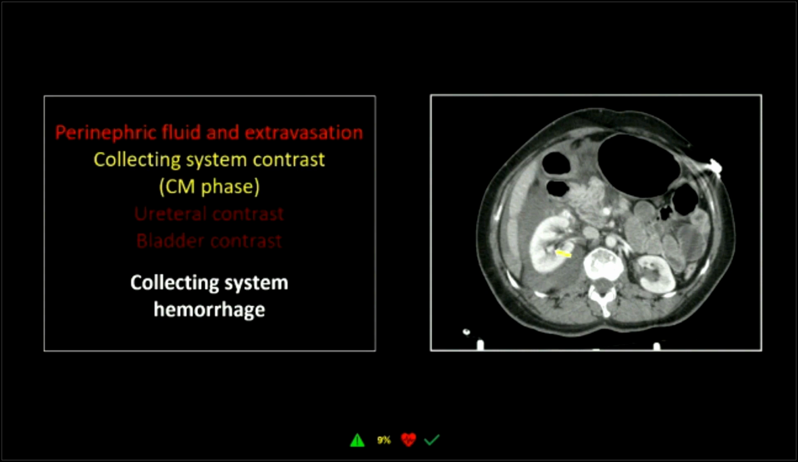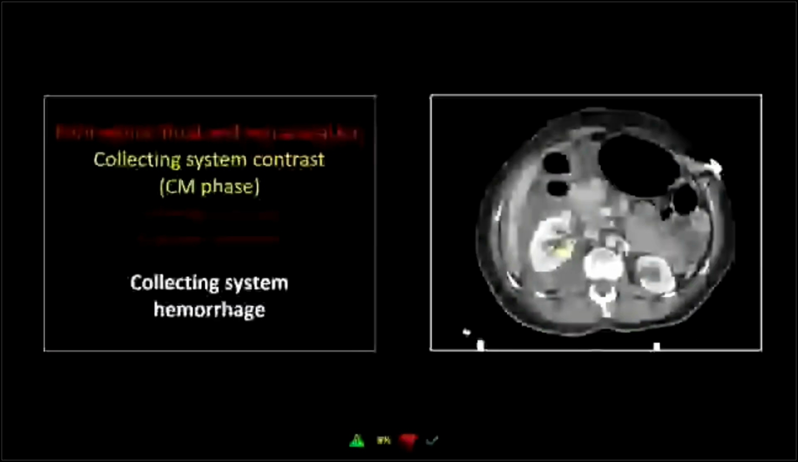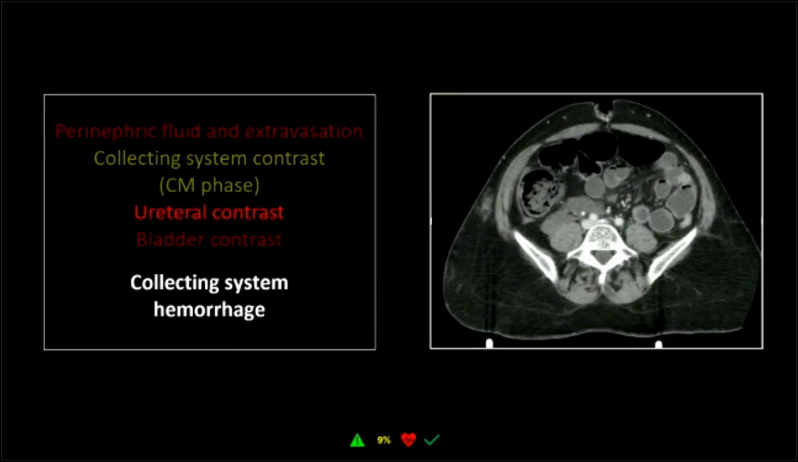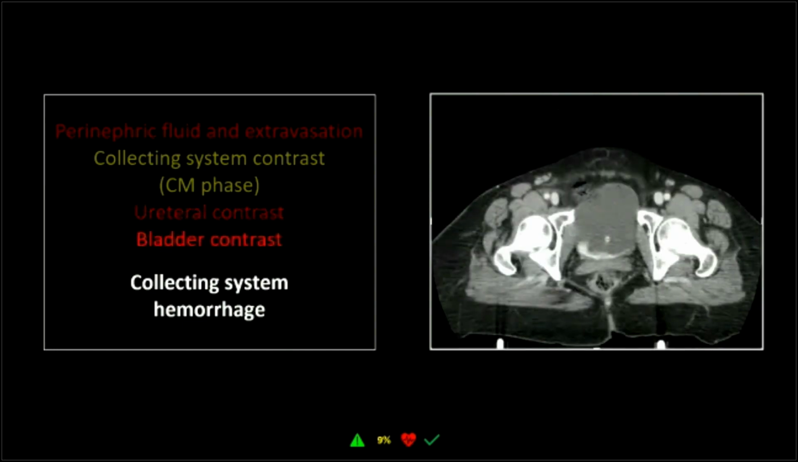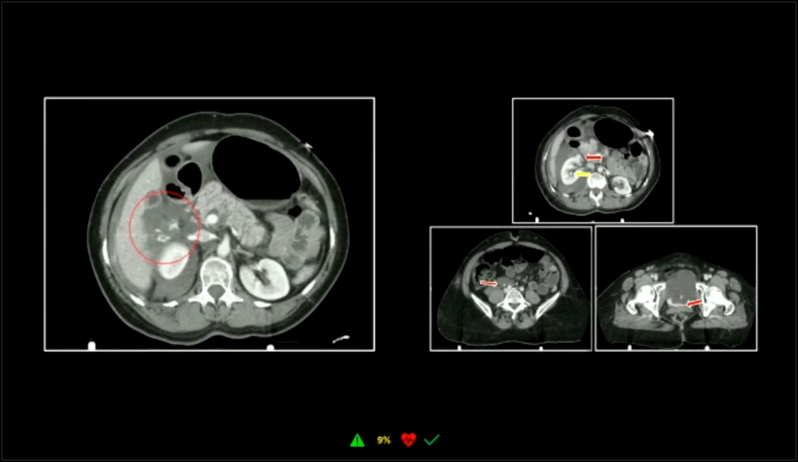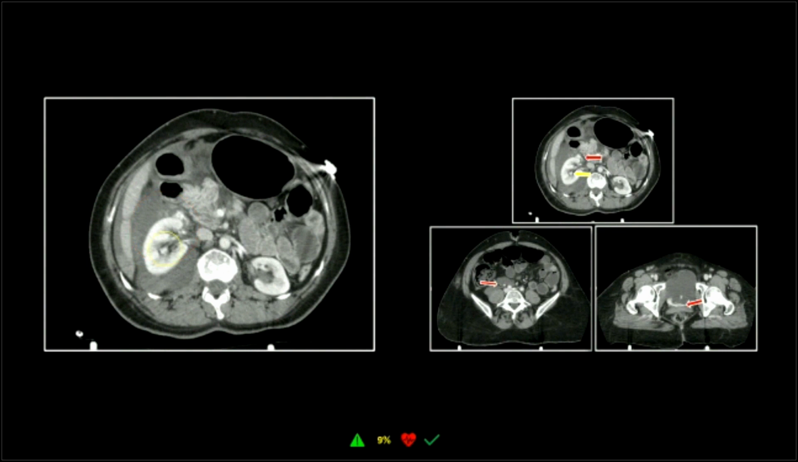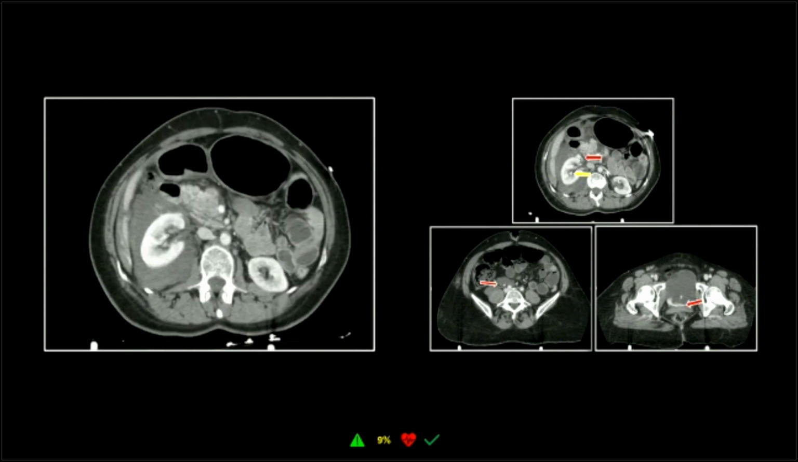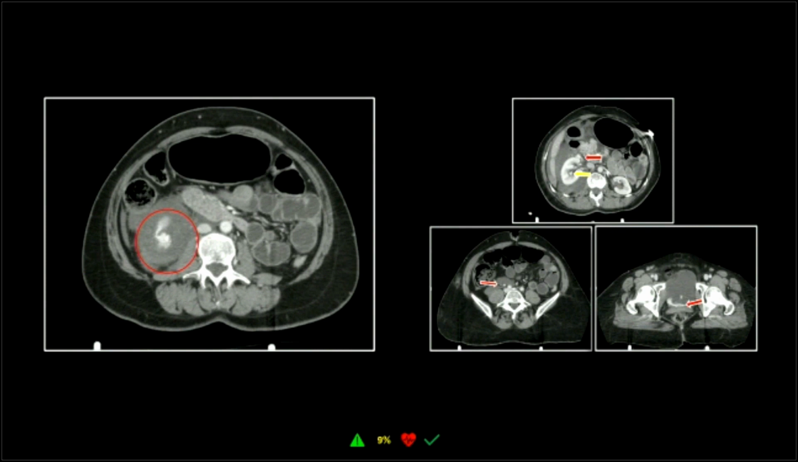but there's some pretty dense contrast right there in the collecting system of the right kidney. There's a tiny bit that's probably excreted on the left, but that right kidney, when we go down, look at that. That column of contrast goes all the way down, pretty dense, through the whole right ureter and even into the bladder. So what this was an arterial laceration of the kidney that is bleeding into the collecting system.